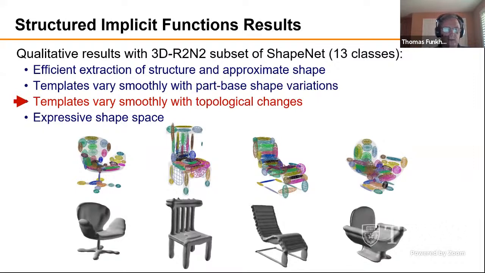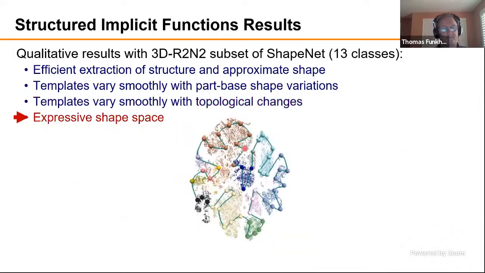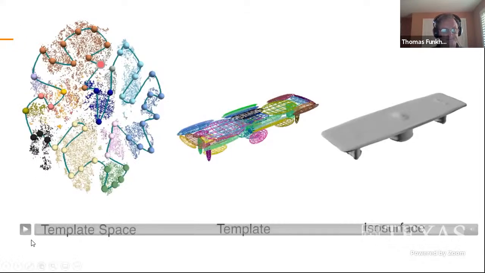The templates are also quite expressive. So they can represent arbitrary topologies, the slats in the back of the chair or the legs and things like that. And again, changes between the seat with a solid back and slats in the back is a smooth change in this representation, whereas with meshes or other representations, not so much. And then it's also an expressive shape space. So for this particular paper, the next thing I'm going to show you is kind of the main result, which is going to be a video.